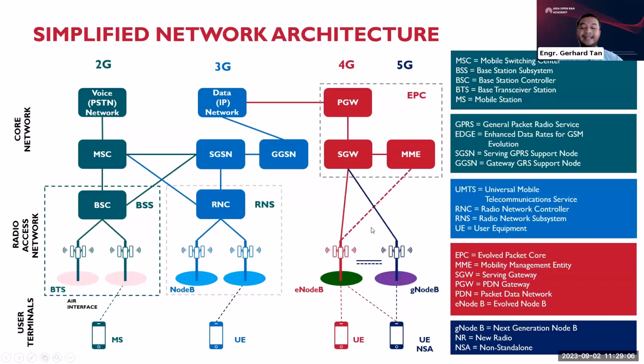Okay? In 5G non-standalone, because this is still interlocked towards your enhanced packet core, this is through the connection of gNode B towards your mobility management entity. So take note that you don't have any more radio network controller nor base station controller. It is routed directly towards your enhanced packet core. Okay? So this is a simplified version of your end-to-end 2G, 3G, 4G, and 5G architecture.